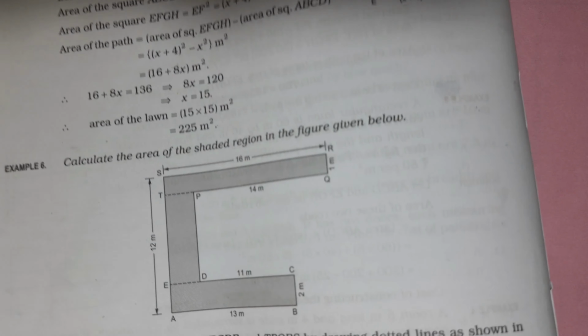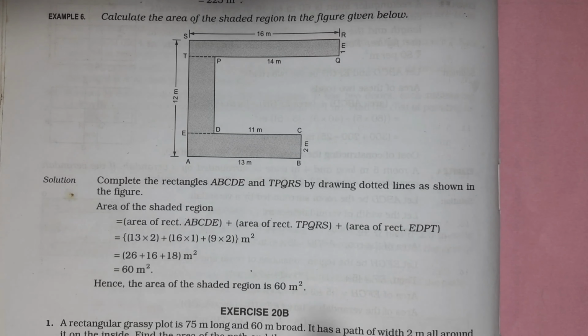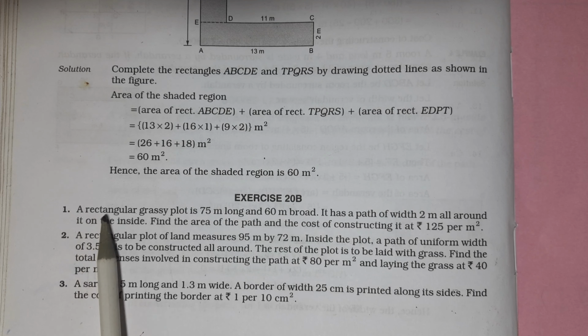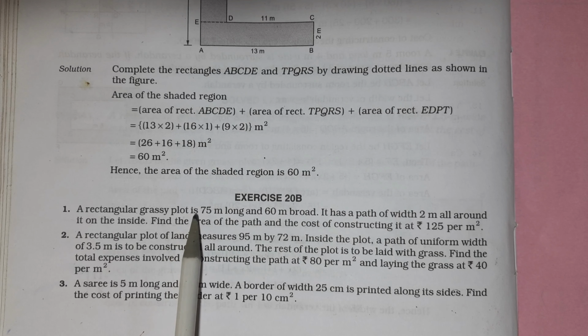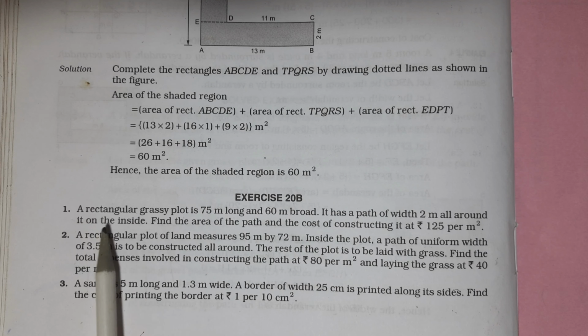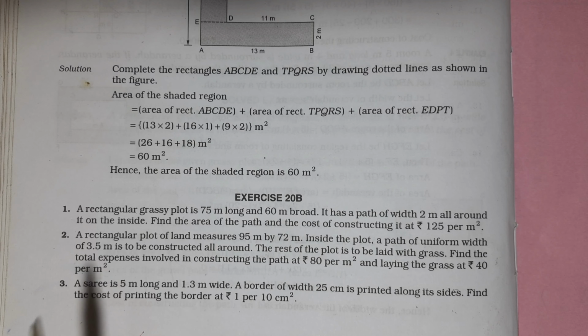This is the question from exercise 20B, question number 1. What is question number 1? A rectangular grassy plot is 75 meter long and 60 meter broad. So this is a rectangular grassy plot. First we will see this till here. We will do the first part.